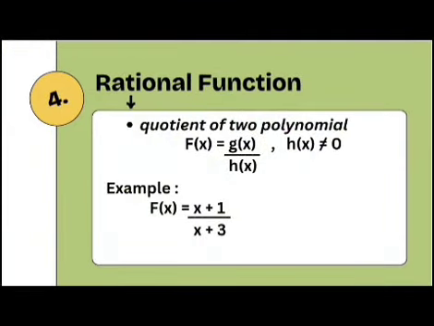Let's continue on to our fourth type of function, the rational function. Let's see our represented equation: the quotient of two polynomials, where f(x) = g(x)/h(x), and h(x) is not equal to 0. Example: f(x) = (x + 1)/(x + 3).